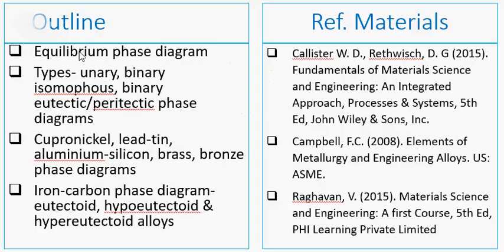Here is the outline. We're going to look at equilibrium phase diagram. These are the types. These are the specific materials used: cupronickel, lead, tin, aluminium, silicon, brass, bronze. And we also have the iron carbon phase diagram. These are the materials used in producing these lecture notes.